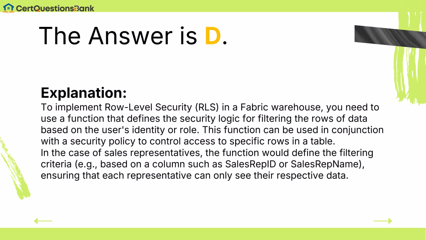The answer is D. To implement row-level security, RLS, in a Fabric warehouse, you need to use a function that defines the security logic for filtering the rows of data based on the user's identity or role. This function can be used in conjunction with a security policy to control access to specific rows in a table. In the case of sales representatives, the function would define the filtering criteria, e.g., based on a column such as sales rep ID or sales rep name, ensuring that each representative can only see their respective data.